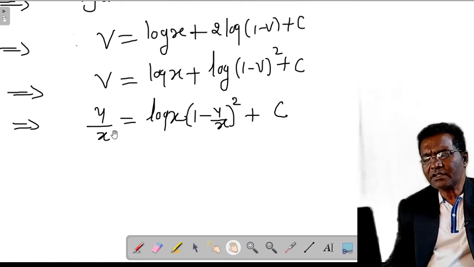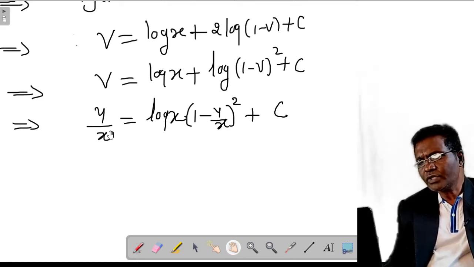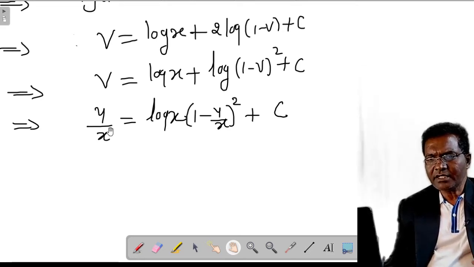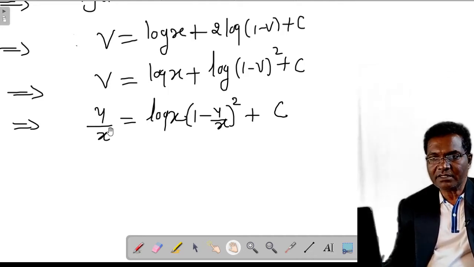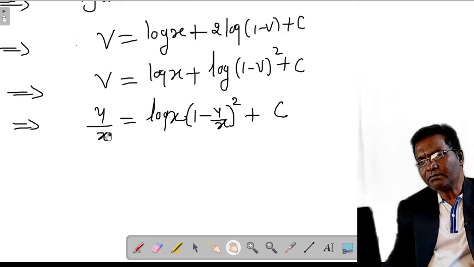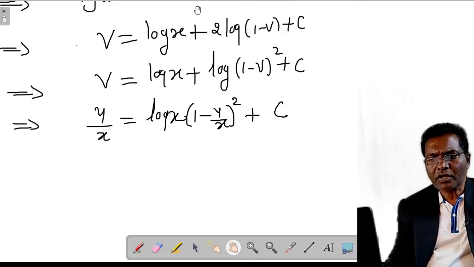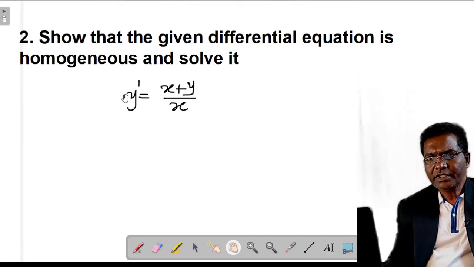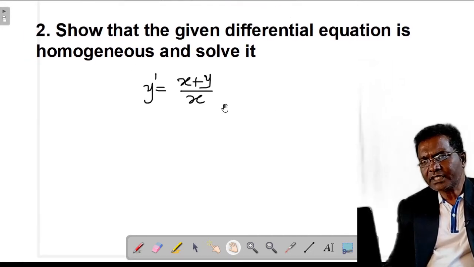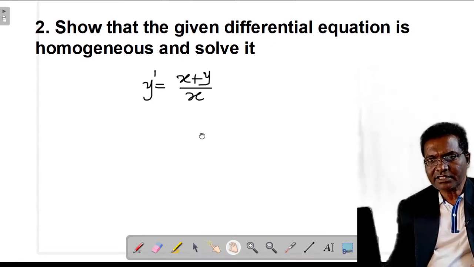Okay, so there is an alternate way for integration, how quickly you do. I have made it very simple and understandable. Okay, so let's have another example to solve. So here is another example. Show that the given differential equation is homogeneous and solve it.